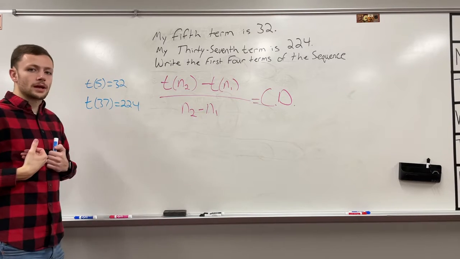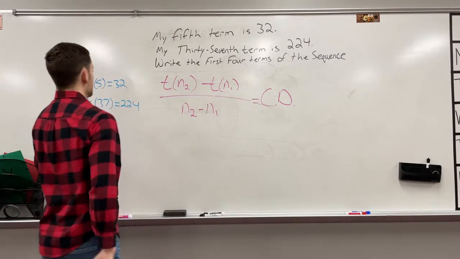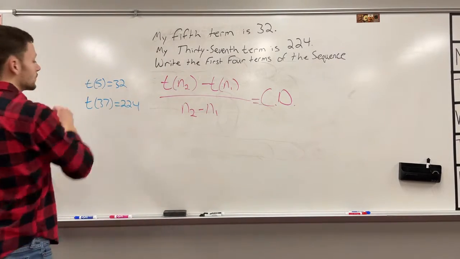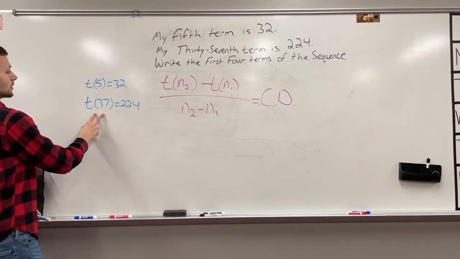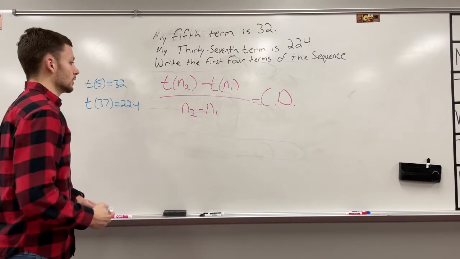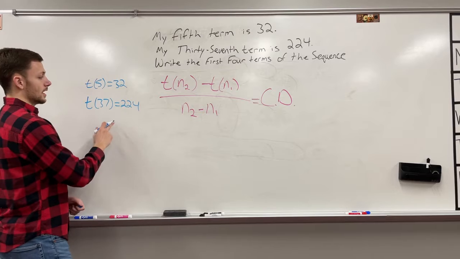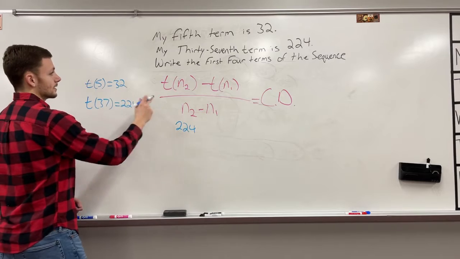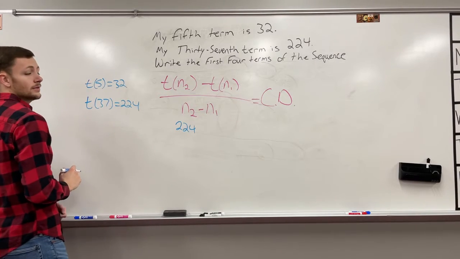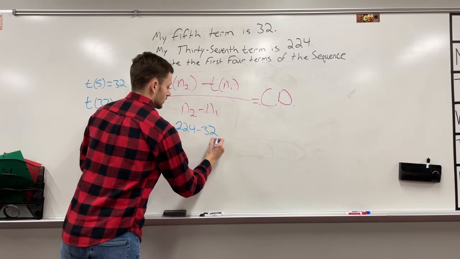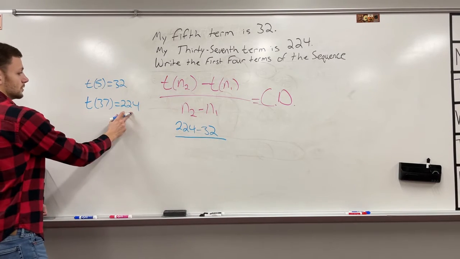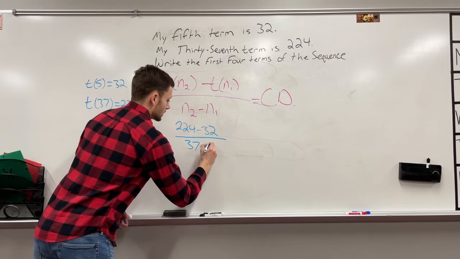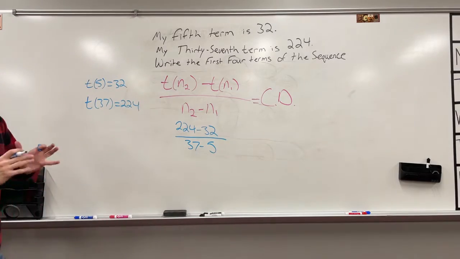So the first term that I'm given, or my n1, would be 5. My closest to 0 term is 5. So my fifth term is 32. My largest term is my 37th. My 37th term is 224. So if I did t of 37, so 224, and I subtracted t of 5, which is 32, and then divide that by my biggest term number, 37 minus 5, I should get my common difference.